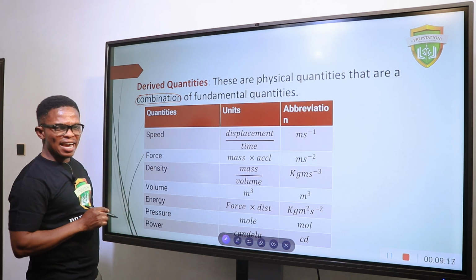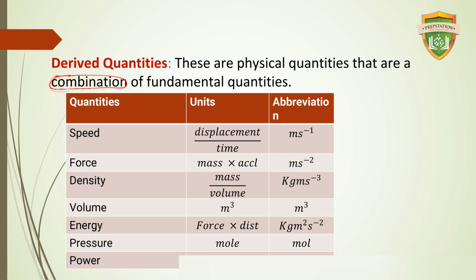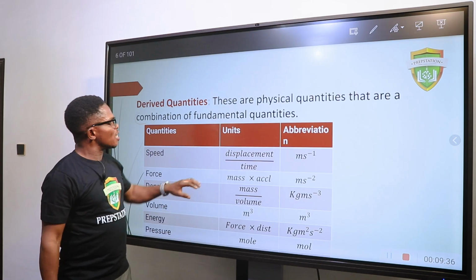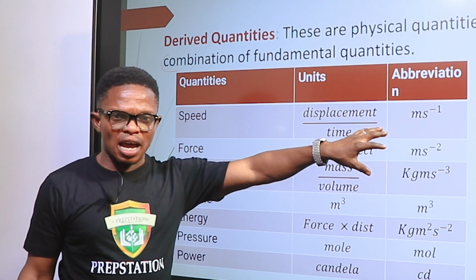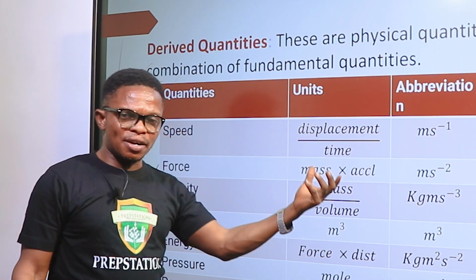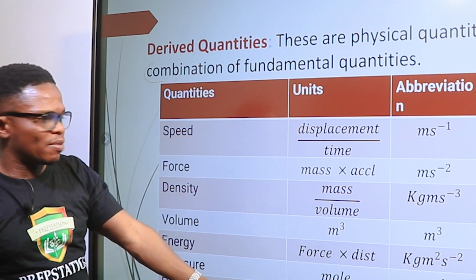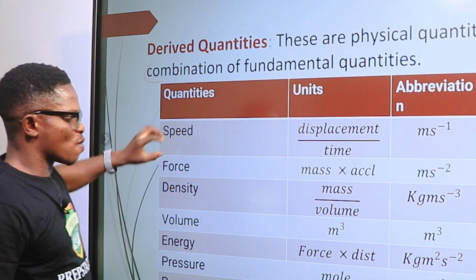The first one is speed. Unlike the fundamental quantity where I went straight ahead to give you the unit, this one is totally different. As you can see, we have a derivation here. The derivation for speed or velocity is displacement over time. Can you see that now? This is an arithmetic operation: displacement divided by time.